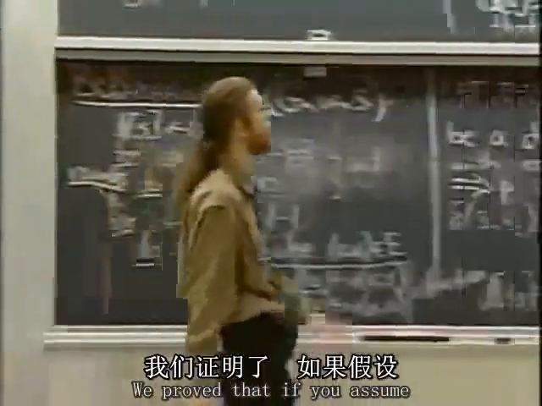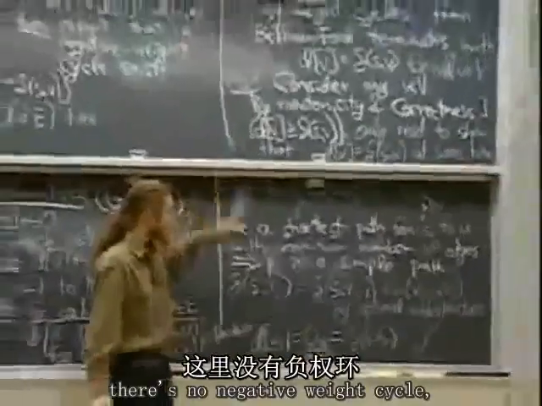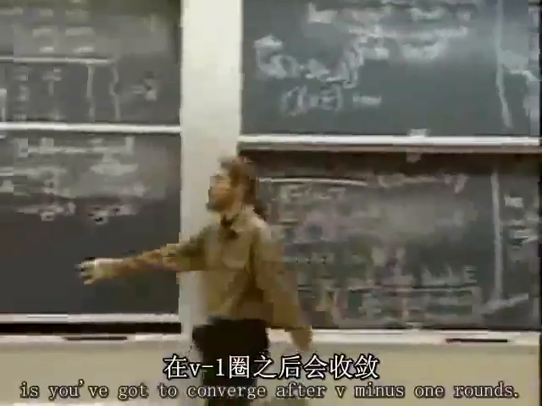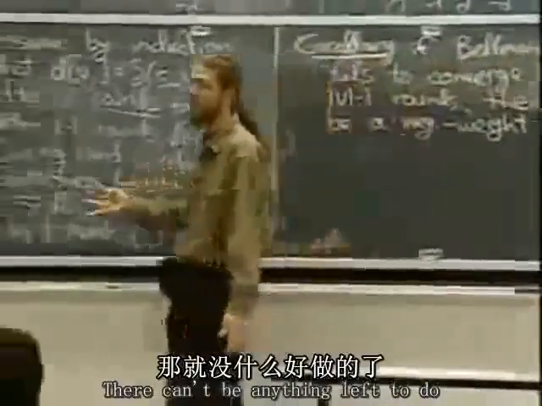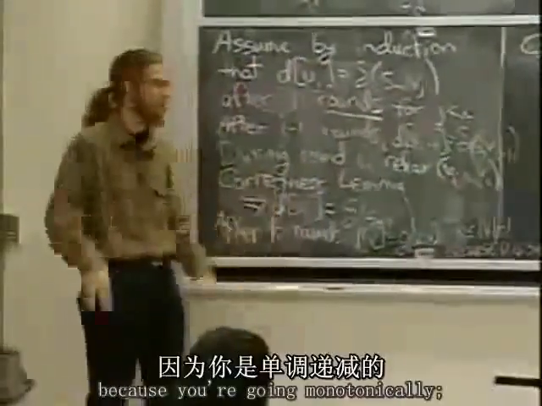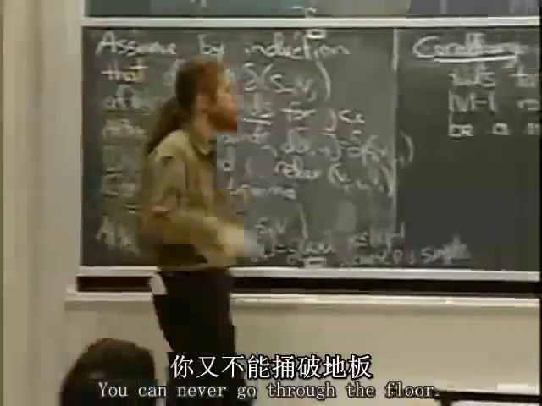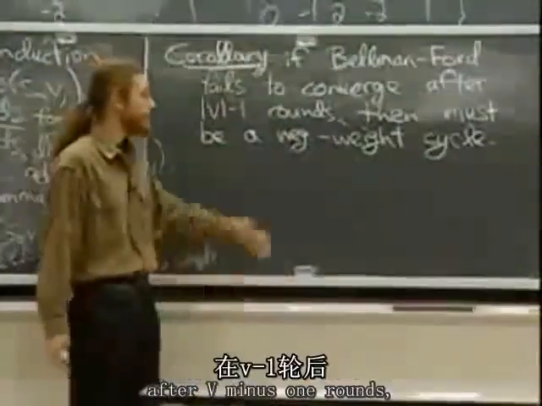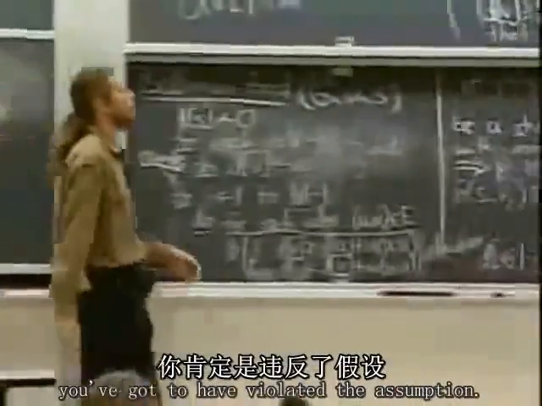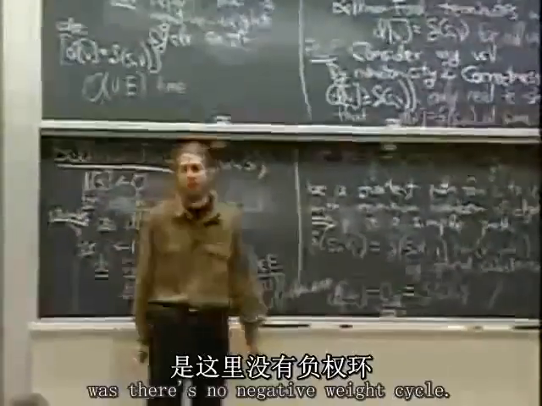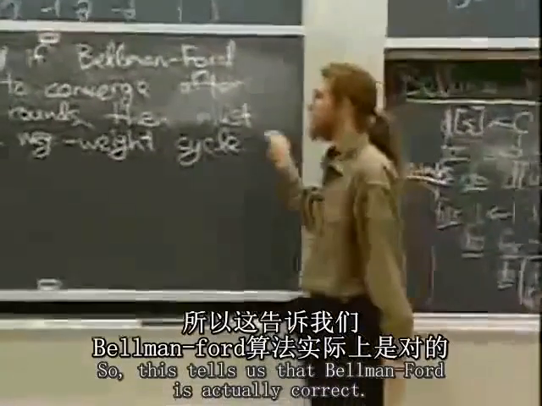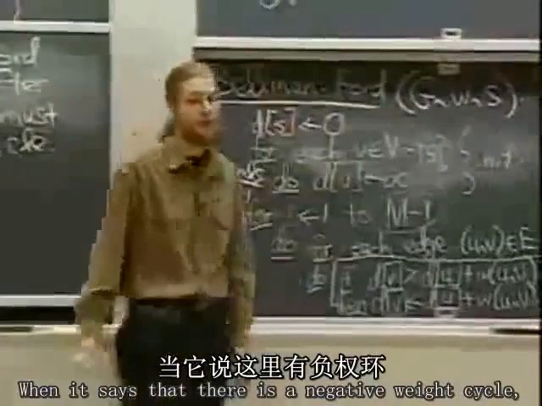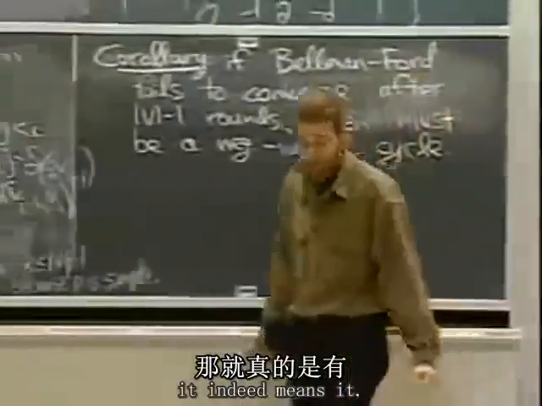We proved that if you assume there's no negative weight cycle, then we know that d of s is 0, and then all this argument says you've got to converge after v minus 1 rounds. Can't be anything left to do once you reach the shortest path weights, because you're going monotonically, you can never hit the bottom. You can never go through the floor. So if you fail to converge somehow after v minus 1 rounds, you've got to have violated the assumption. The only assumption we made was there's no negative weight cycle. So this tells us that Bellman-Ford is actually correct. When it says that there's a negative weight cycle, it means it. It's true.